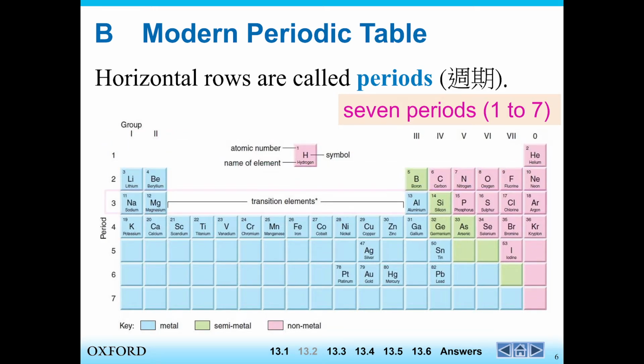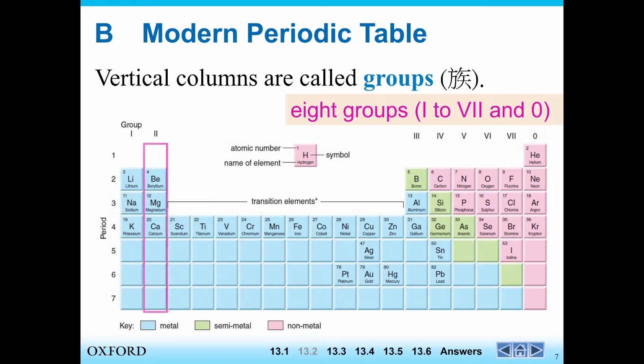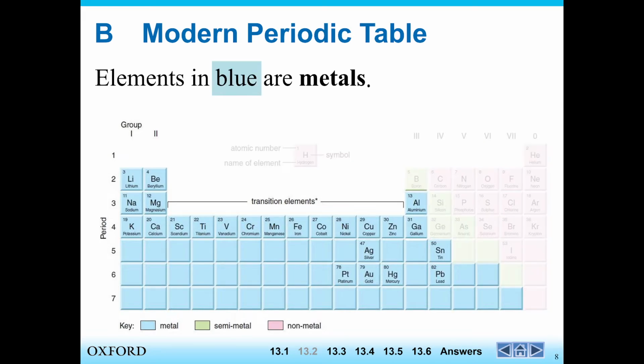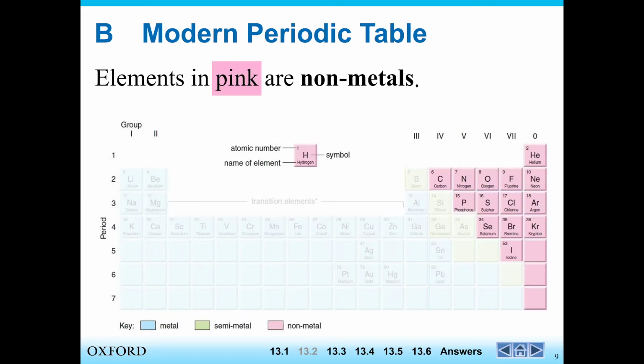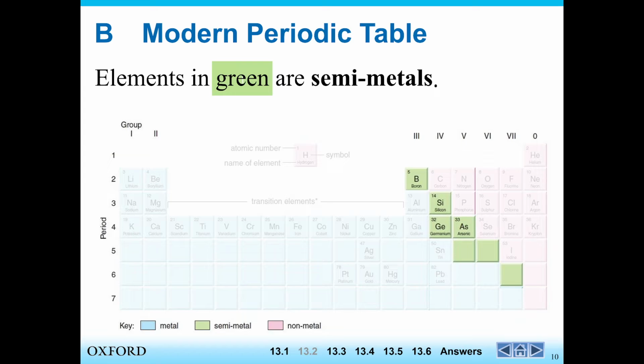As mentioned, there are 7 periods, from periods 1 to 7. The horizontal rows from left to right are called periods. And those that are vertical, from groups 1 to 0, are called groups. Also, maybe you notice the color. Those that are in blue are considered to be metals. Those that are in pink, a bit less, are called non-metals. And those that are in green, of which there are only a couple of examples, are called semi-metals, or what we call metalloids. And you've learned about what they are already.